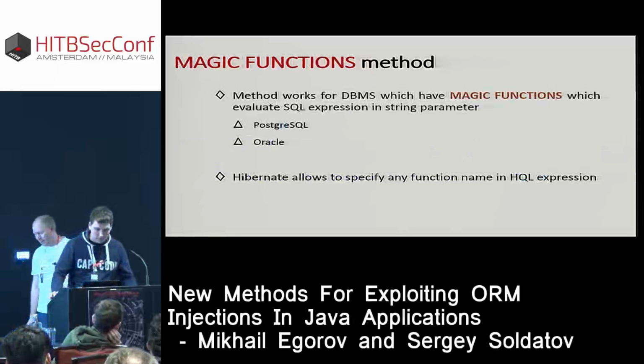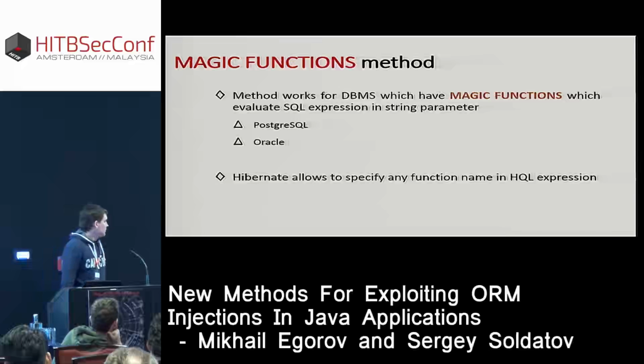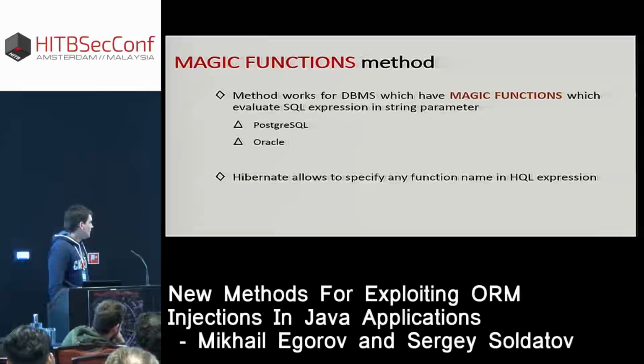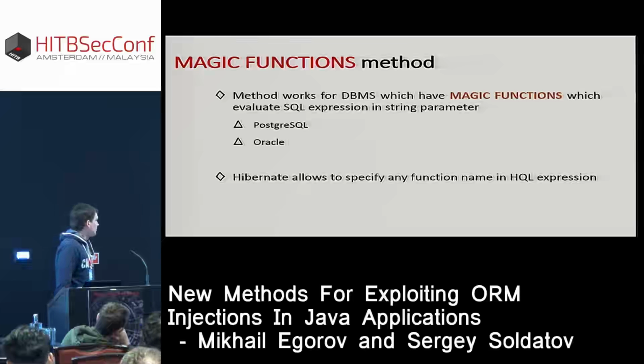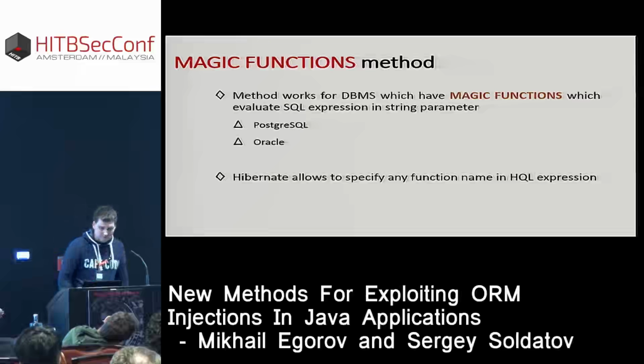The third method, we named it the magic functions method. It works against database management systems that have magic functions that we can use in a SQL expression. These magic functions evaluate a SQL query from a string parameter passed to the magic function. There are magic functions for PostgreSQL and Oracle. The reason why this technique works is because Hibernate allows specifying arbitrary function names in HQL expressions.